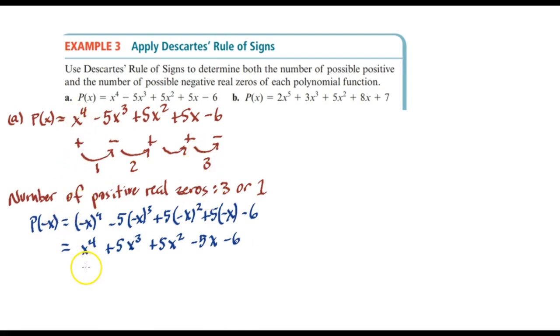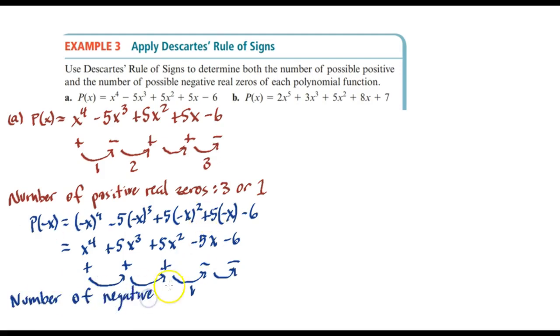Now let's see, we have a positive, because we have a coefficient of 1 here, and then this is positive from positive 5, and then this is positive, this is negative, this is negative. So we don't have a sign change there, no sign change there. We have one sign change here, and no sign change here. So this tells us the number of negative real zeros. And as you can see, we only have one sign change.